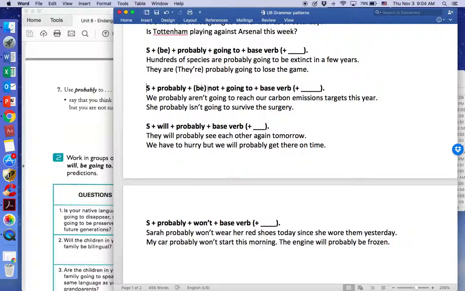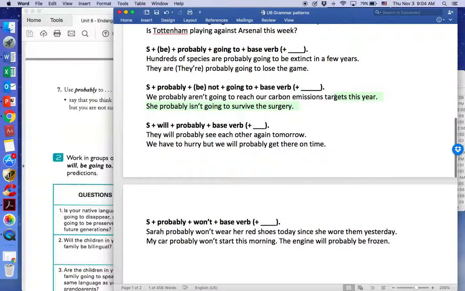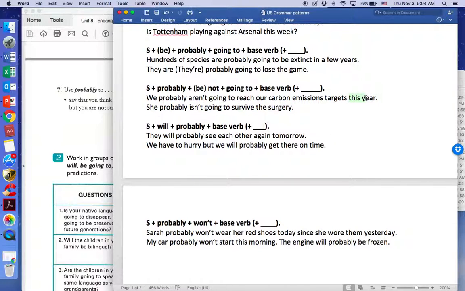Subject, probably, be not, going to, base verb, optional object clause. We probably aren't going to reach our carbon emissions targets this year. Who's the subject? We are the subject. What's the verb? Reach. What are we reaching? Our climate or carbon emissions targets. When? This year. So is it likely? Yes, it's likely. It's not certain, but it's likely. We probably aren't going to reach our carbon emissions targets this year.